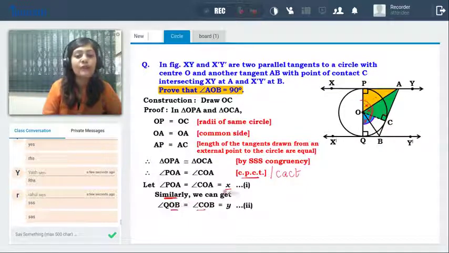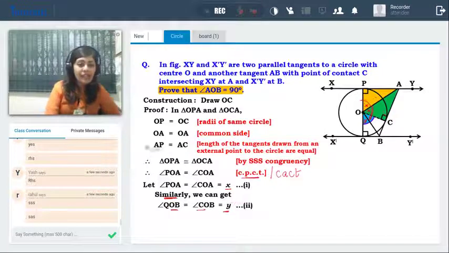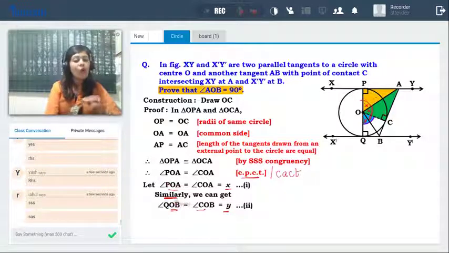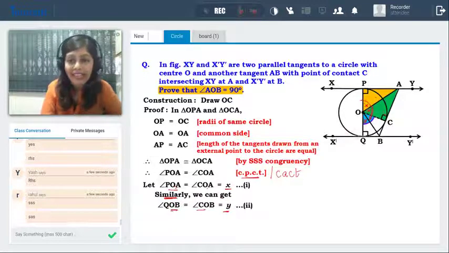COB is congruent to QOB, and let's name them Y. Students, in geometry, whenever you have congruent angles, always give them a common letter. Two angles congruent, let's give them the letter X. The other two angles congruent, let's give them the letter Y. That makes our life very easy.